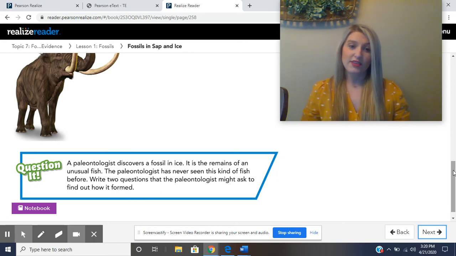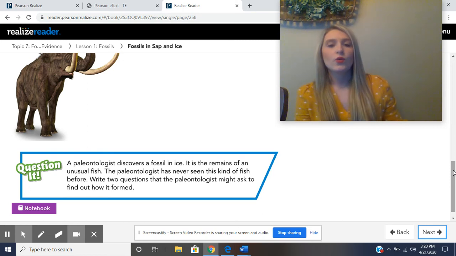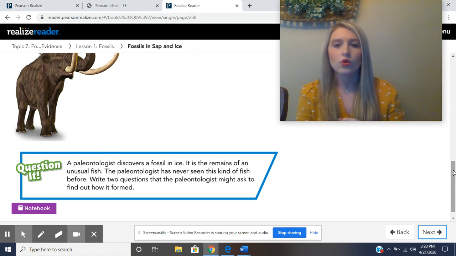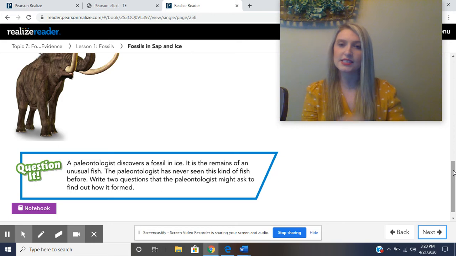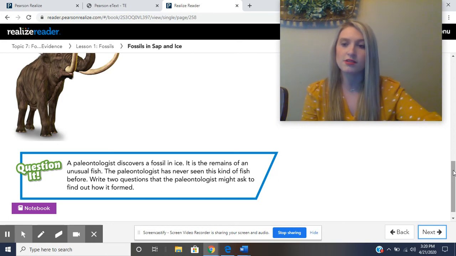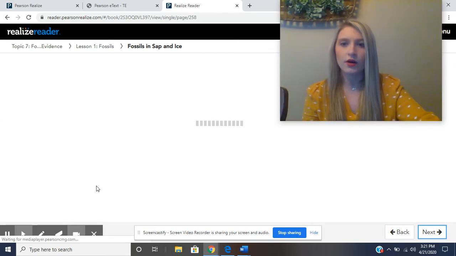Well, let's think about this. He's never seen this kind of fish before, so we need to think about what kind of land it was found on, and about how long we think that this animal has been frozen? Because then that'll tell us maybe what kind of fish it was. So let's move on to fossils of tar.